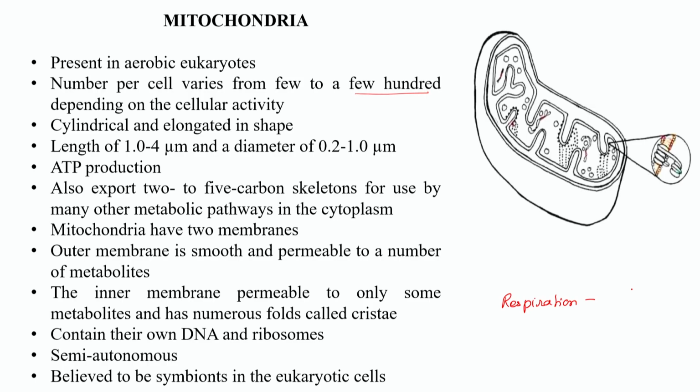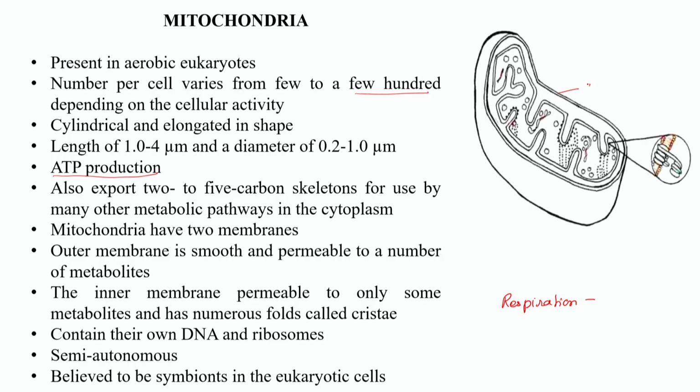Now generally the shape of this mitochondria is cylindrical and elongated, and the length can vary from 1 to 4 micron and the diameter generally 0.2 to 1 micron, an average of 0.5 micron, and this is the site of ATP production. Okay, and it also produces many other carbon skeletons which could be used for other metabolic process in the cytoplasm.